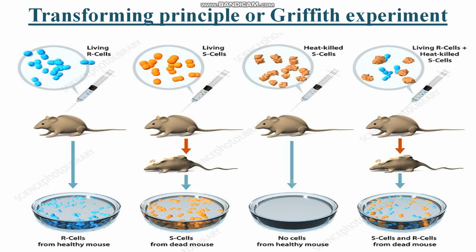What happens, students, when Streptococcus pneumoniae, also called pneumococcus, is grown in a culture plate? What is a culture plate? It is a nutritive medium present in a glass plate, right, where bacteria can grow. So there are some smooth shiny colonies and some rough colonies. Smooth shiny colonies of bacteria are called S strain, and rough colonies of bacteria are called R strain, right?